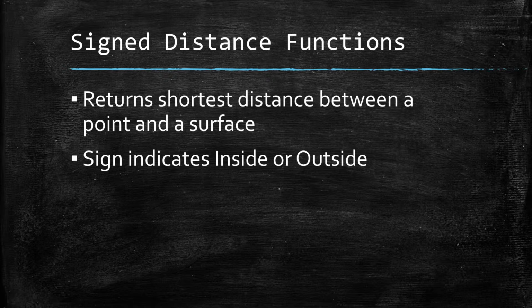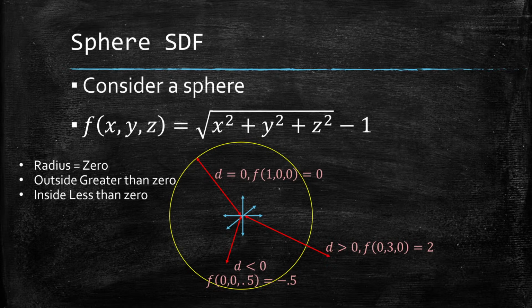Now, a signed distance function is just that. It's a function that returns the shortest distance between a point and a surface. That's in its most mathematical and abstract form. And the sign indicates if it's inside or outside of the volume. Consider a sphere. We just populated Roberto with a whole bunch of spheres. The equation of a sphere is the square root of x squared plus y squared plus z squared, minus 1. That is the ultimate equation of a sphere.